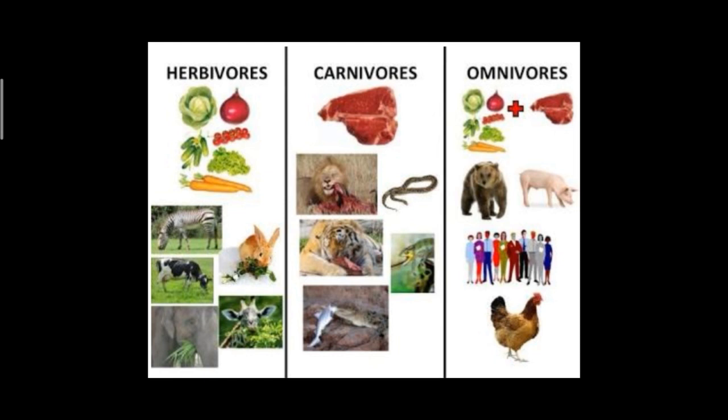You can see this example. Human beings are omnivorous. Crow is omnivorous. Hen is omnivorous. Bear, pig are omnivorous because they are eating both plants and animals.